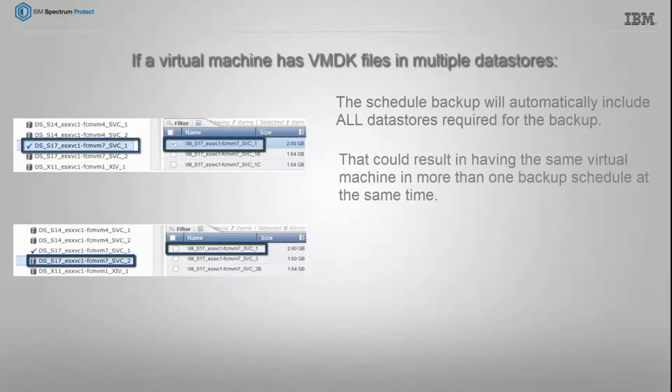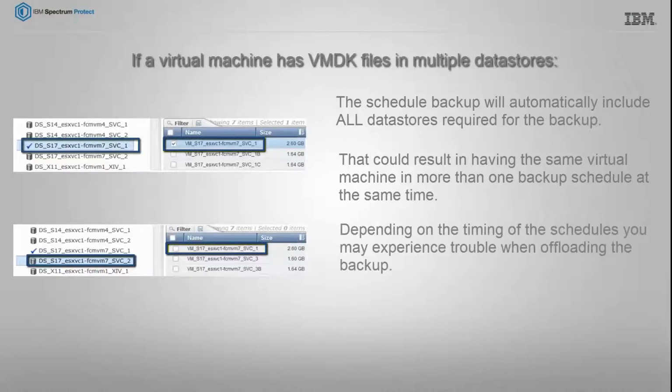Because of that, an individual virtual machine might be part of more than one backup schedule. In our example, the highlighted virtual machine has disks in 2 data stores. If you now select the first data store for a backup with your first data mover and the second data store for a backup with your second data mover, each data mover will back up the highlighted virtual machine. If you now start these 2 offload schedules at the same time and they are running in parallel, then depending on the timing, you may observe one of the following scenarios.